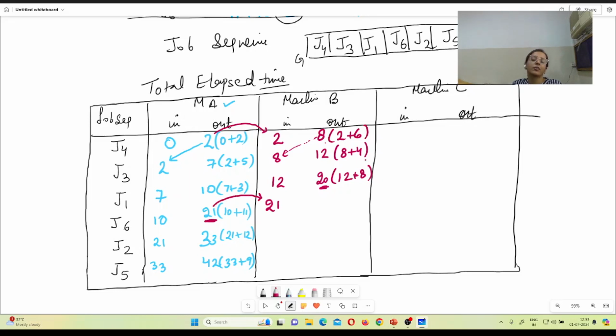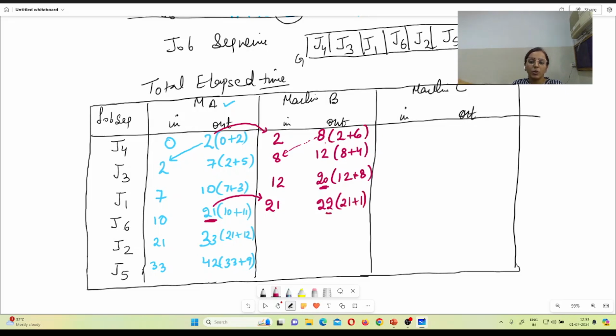Now we cannot take it as 20 because machine B has to wait, as they have done their work earlier. So they have to wait for 1 minute until machine A completes the work in job 6. So the processing time by machine B is again 1. So 21 plus 1, that will be 22. 21 plus 1. Now it is 22.